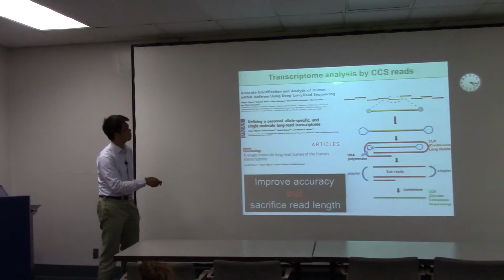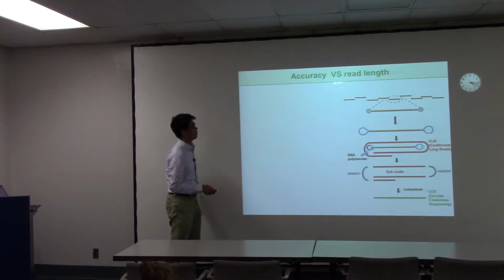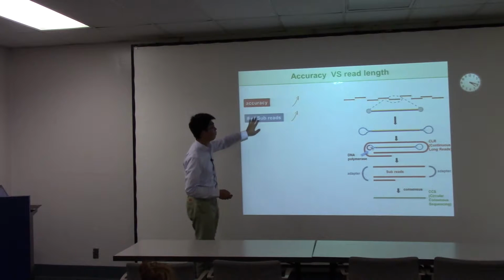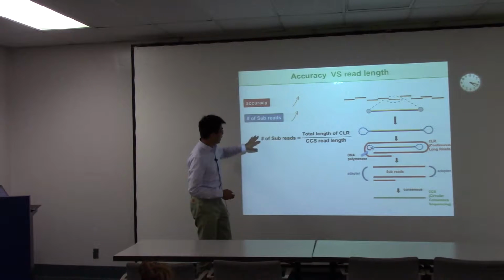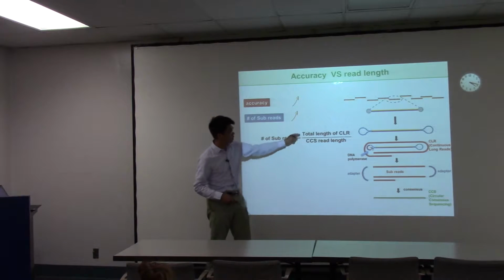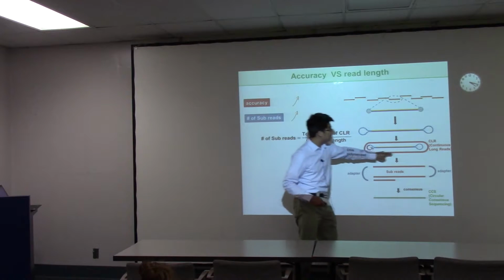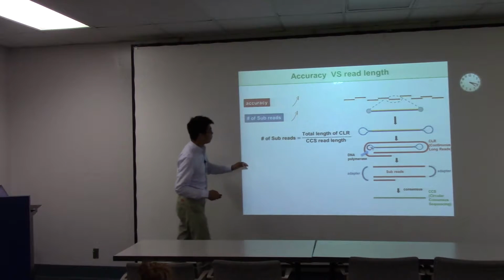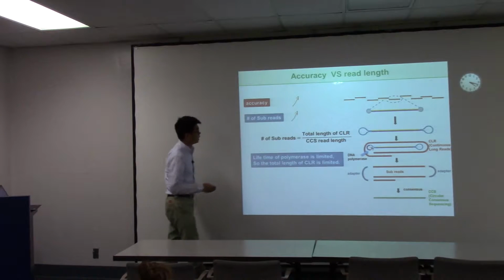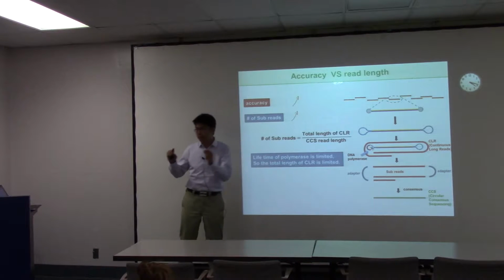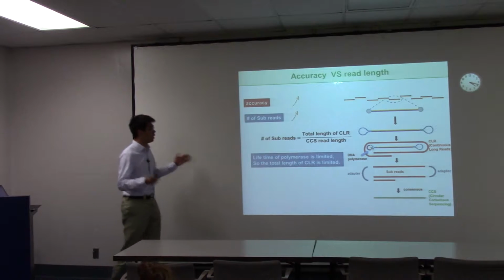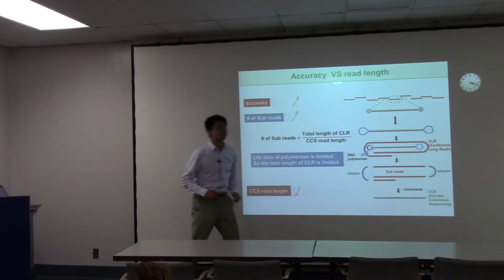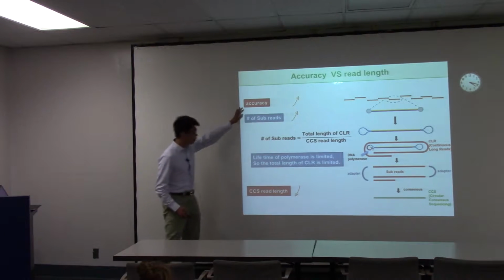Because if you do a simple math, you will find why there's a trade-off between accuracy and read length. If you want high accuracy of your CCS read, that means you need more subreads from a single molecule, right? The number of subreads from a single molecule depends on two things. One is the total length of the CLR, and the other factor is the final read length, the target molecule length. We know that the total length of the CLR depends on the lifetime of the polymerase. If the polymerase dies, the replication process stops, and this is what you have. So this is a limited number, and if you want more subreads, that means the shorter CCS read you will have. So this is a trade-off of accuracy and read length.